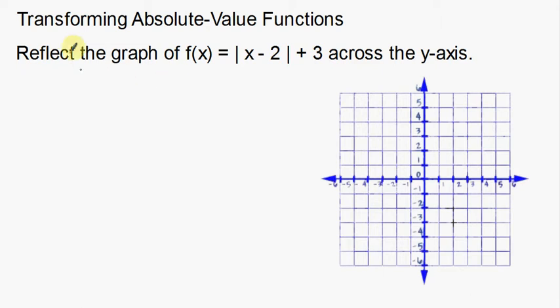I got a couple of examples of this. The first one, we're going to reflect the graph of this function f of x is equal to the absolute value of x minus 2 plus 3. We're going to reflect it across the y-axis.